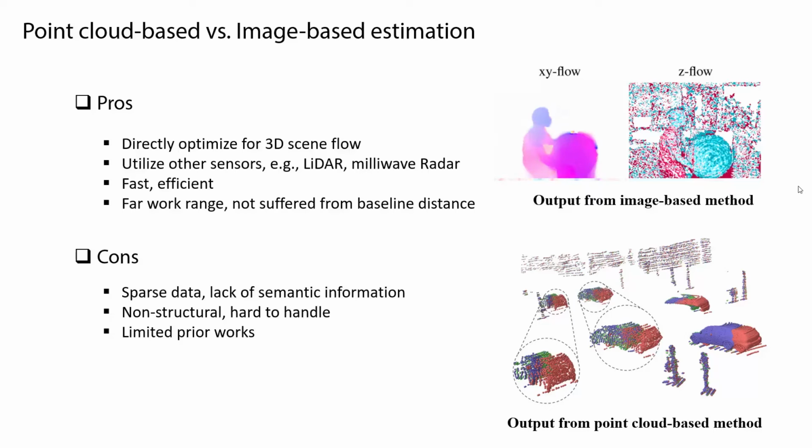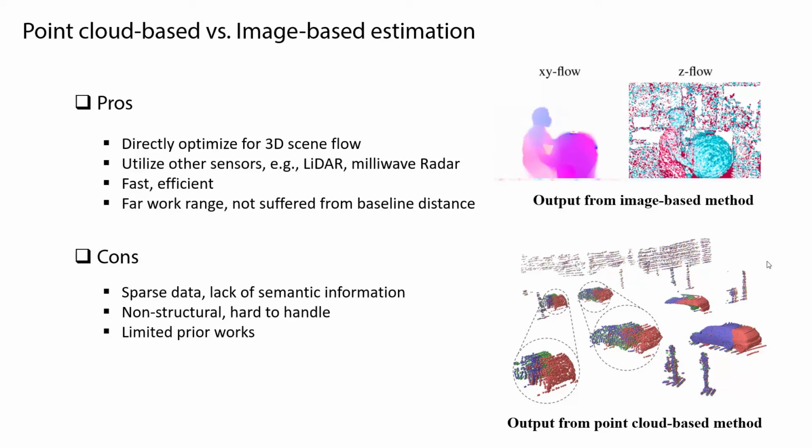The first advantage of point cloud-based estimation is that they directly optimize for the 3D scene flow. They don't need to optimize for the intermediate stuff, like the optical flow or the disparity map. Also, point cloud-based estimation can utilize other sensors besides RGBD cameras, such as LiDAR and millimeter radar. Moreover, unlike classical image-based estimation, the methods based on point clouds are faster and more efficient. They don't need several minutes to estimate the scene flow.